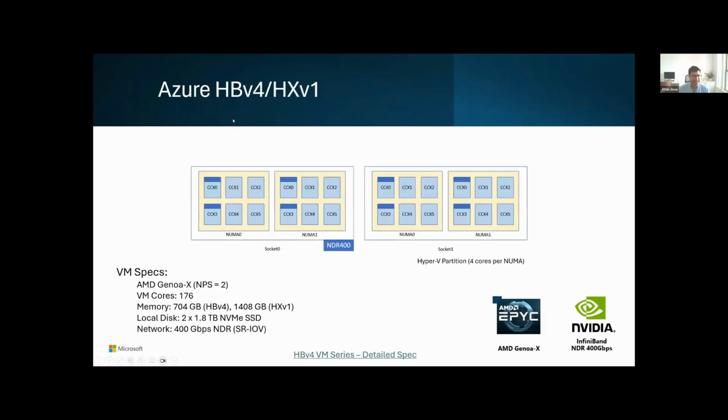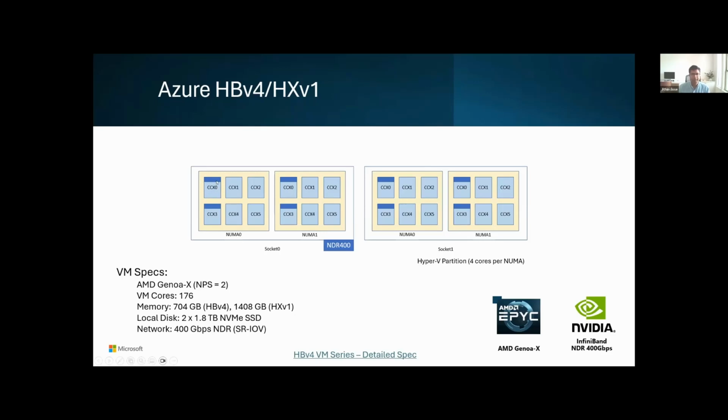This is the HBV4, which is the latest in the H series. It is powered by AMD Genoa-X CPUs, with NDR 400 gigabits per second IB. I just quickly wanted to show how we carve out the VMs. This is on the cloud and these are virtualized, so there will always be some overhead from the host operating system. How we avoid that is by carving out some specific cores for the host operating system.